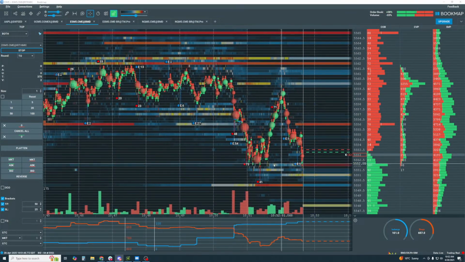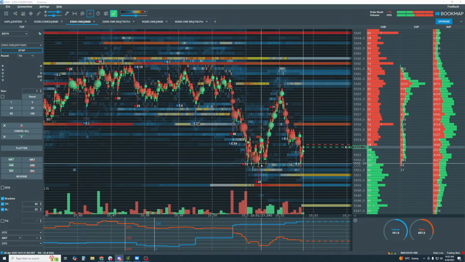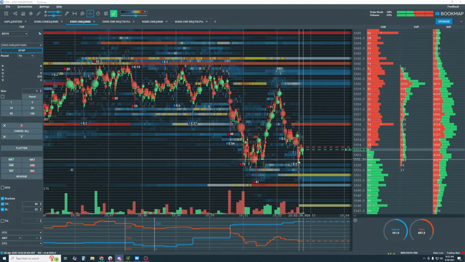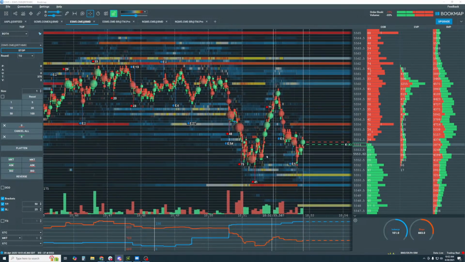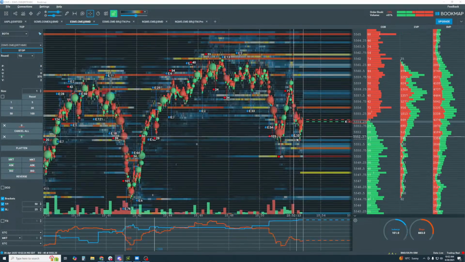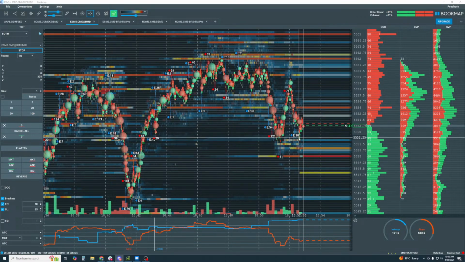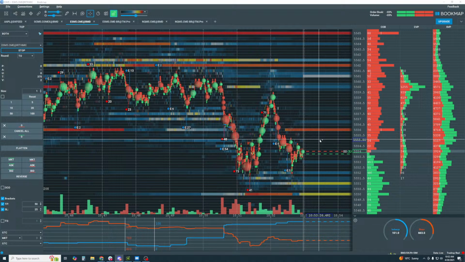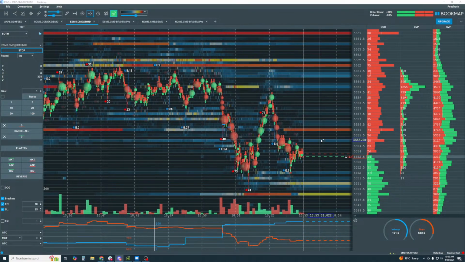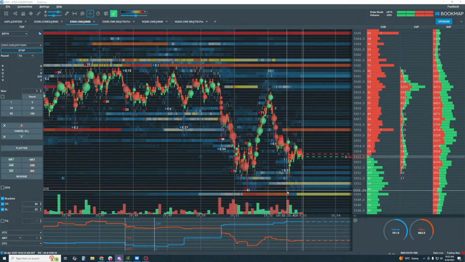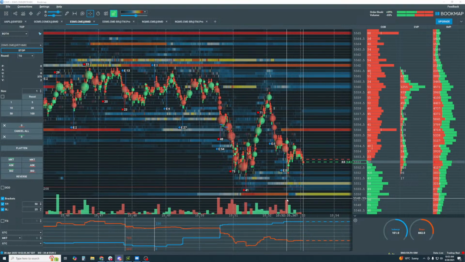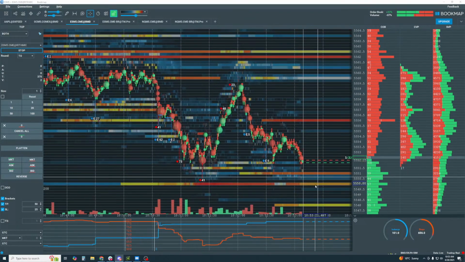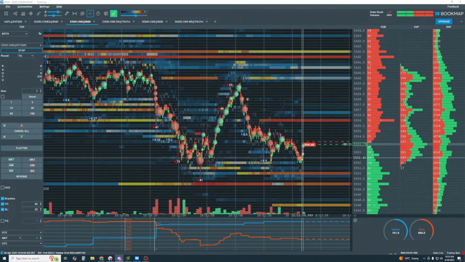Okay, there's some equal low here in the selling, but not so much selling here. So this is not giving us too much insight, right? We want to see heavy selling down here as well. Okay, a little bit better.